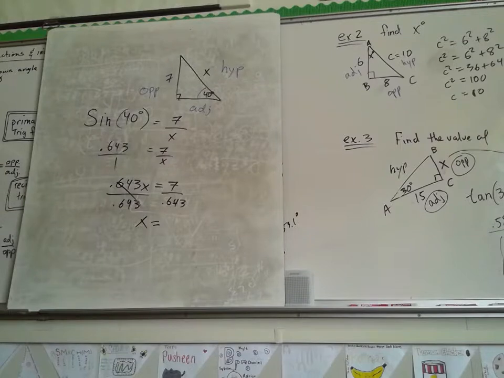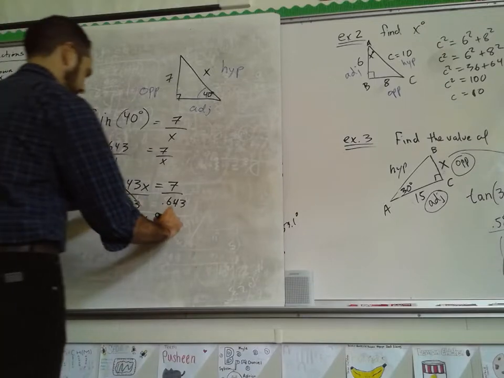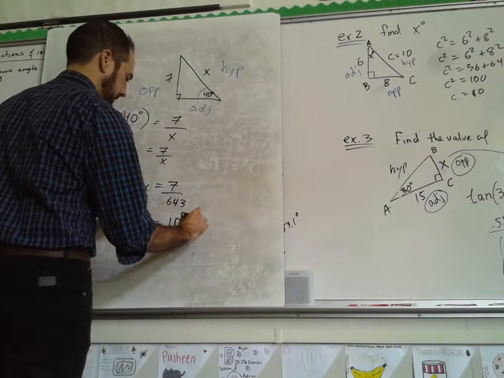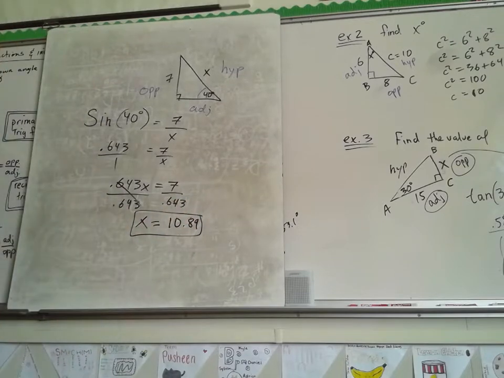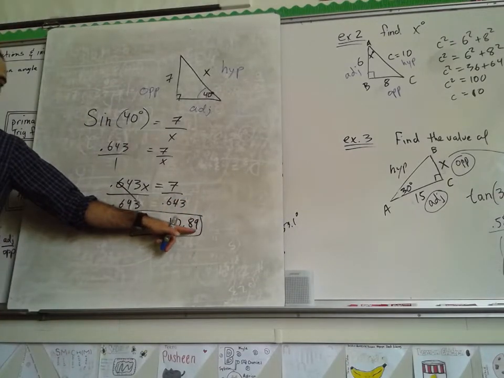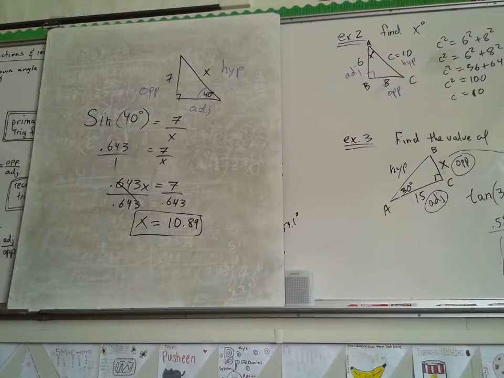All right, 7 divided by that number. 7 divided by 0.643. I did 6.43. Because you do it like 1 over, there we go. 10.89. All right. I want it always rounded to the hundredths place here so that it's just like money, just think of it that way.